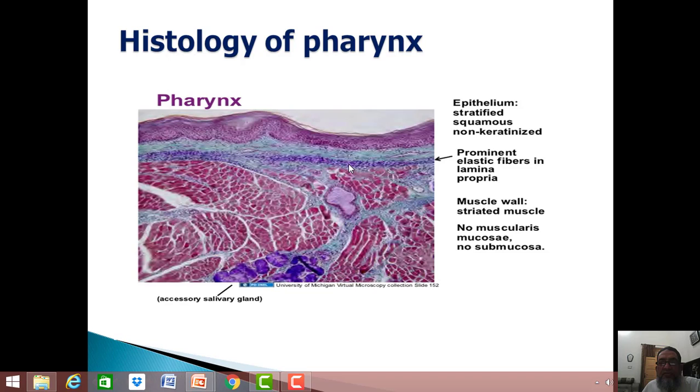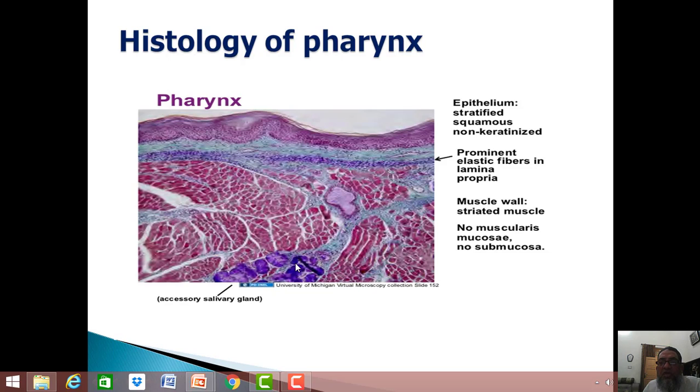In the muscle layer, you all know that the muscles of the pharynx are of skeletal type, because the pharyngeal muscles, the constrictor muscles, then the superior constrictor, middle constrictor, inferior constrictor, and many other surrounding muscles, are all skeletal in nature. They are under voluntary control.